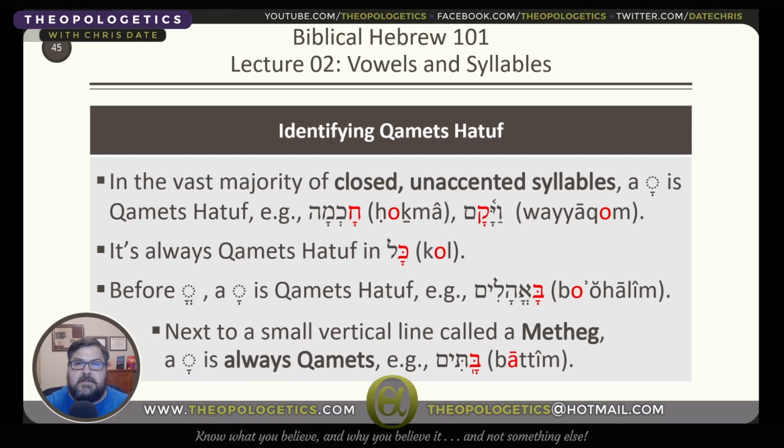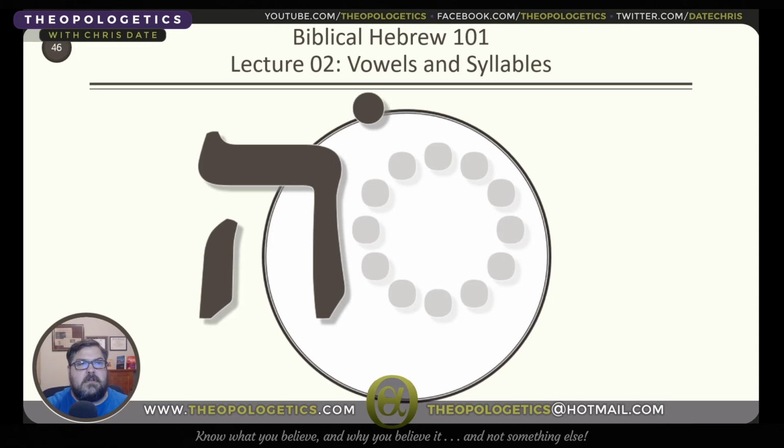And then finally, if there's a little vertical line next to the komets, that line is called a meteg, and it indicates that that komets is a true komets, not a komets chatuf. So this is batim, not botim. So those are how you can identify a komets chatuf.